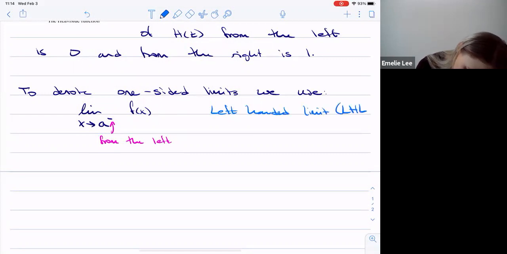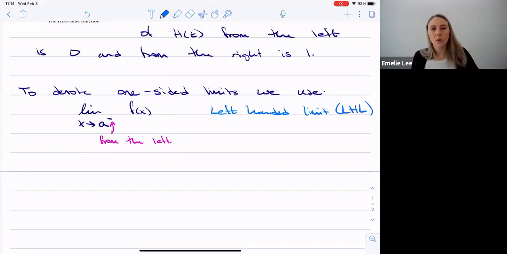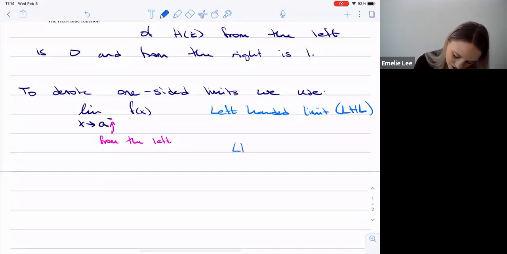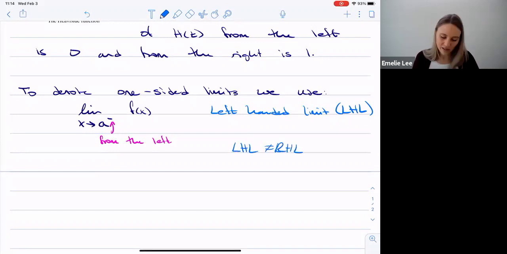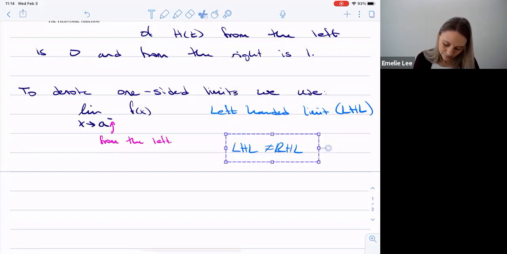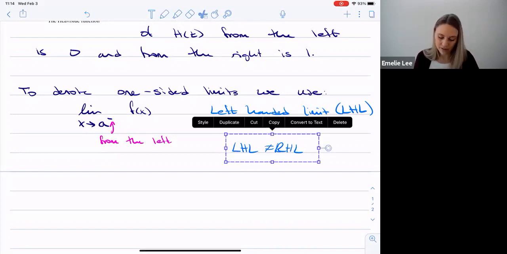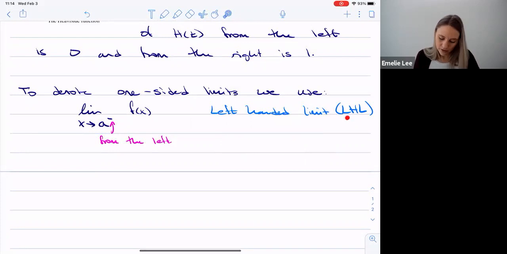Which we'll abbreviate LHL. What we're going to find is that a lot of the time we're going to have to kind of justify our work and say, since the left-handed limit does not equal the right-handed limit, so then what we'll be able to say is just LHL does not equal RHL. Right, so eventually that's kind of where we're headed. Then the limit does not exist. Okay, so we're just kind of developing this shorthand to make life easier later on.